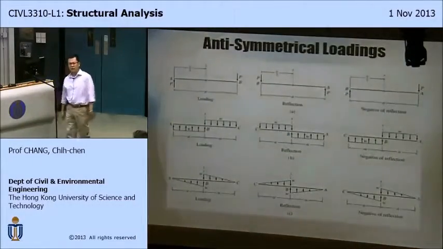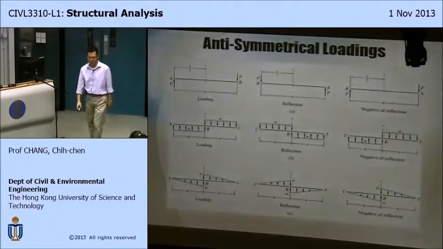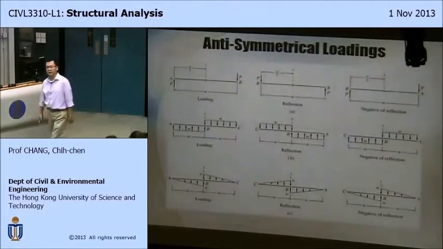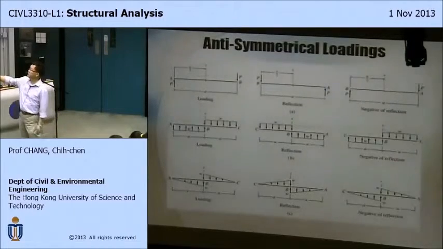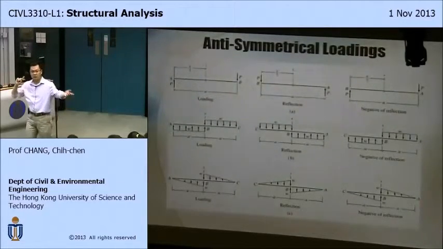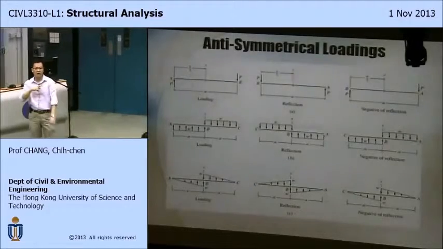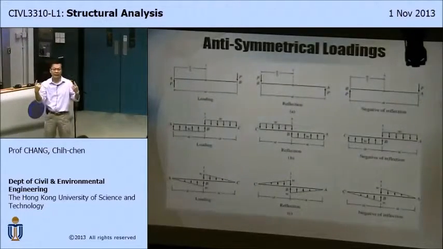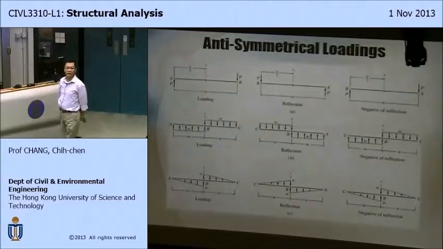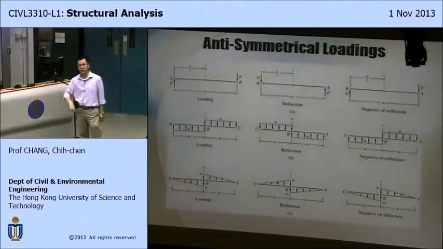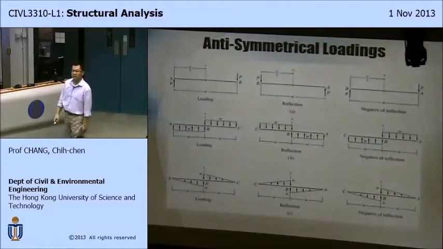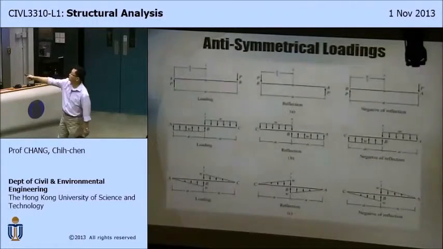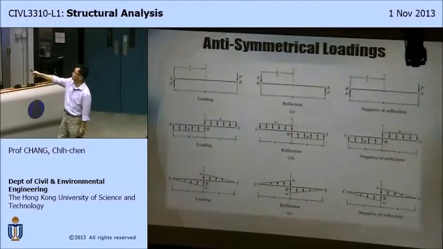Now, there's another type called anti-symmetrical loading. So what is anti-symmetrical loading? It goes like this. If you have a set of loading, you rotate 180 degrees, and then change signs of the loading, and it returns to the original loading conditions, then it's called anti-symmetrical loading. So this is the original loading. You rotate 180 degrees, becomes like that.